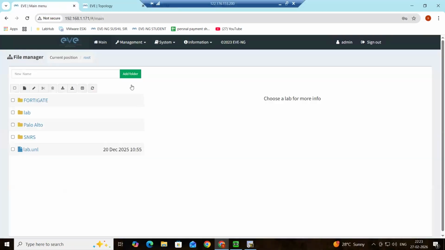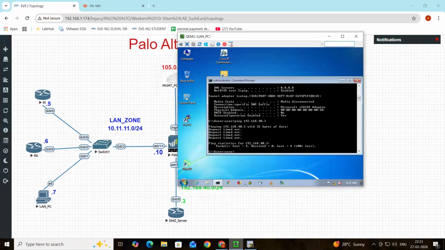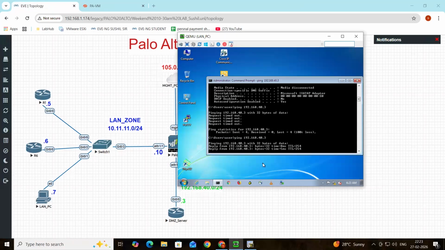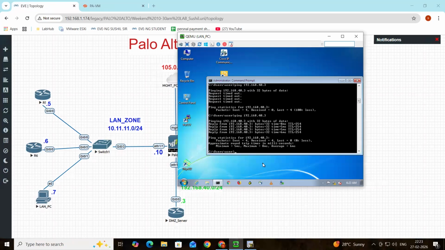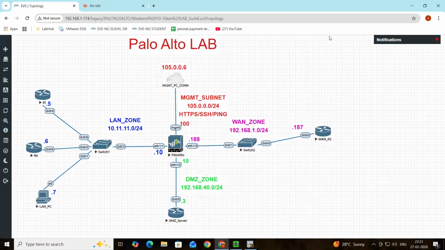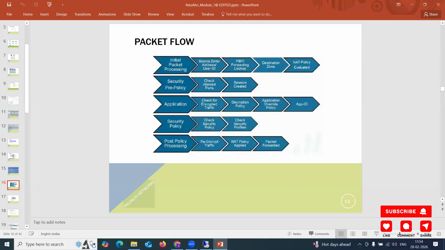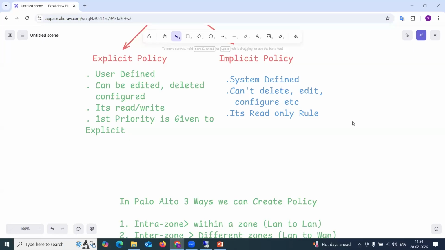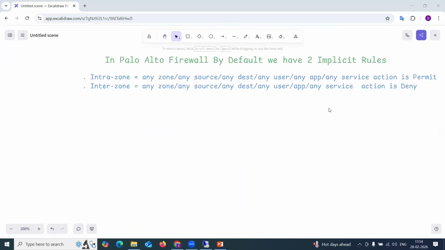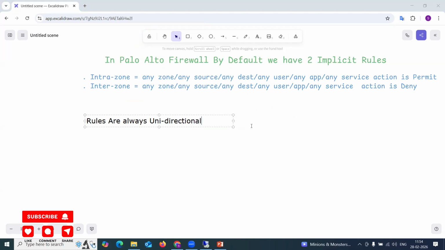Now, since this rule has been created, if I come here and go to the LAN PC and ping, see, it's communicating. Is this clear? Please make one very important point regarding your rule. Rules are always unidirectional, not bidirectional.